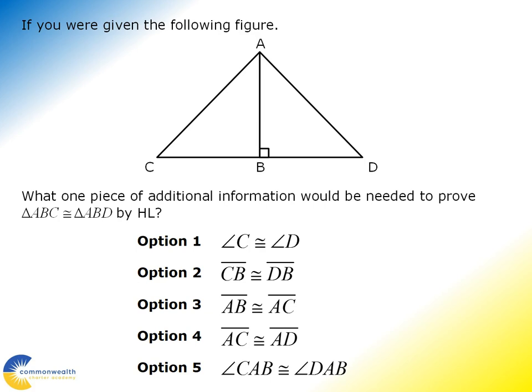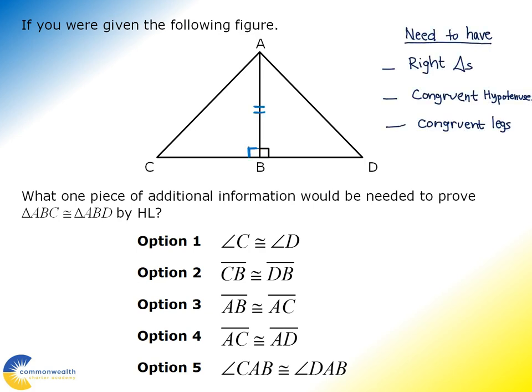So what I'm missing is the pair of congruent hypotenuses. That's what I'm looking for here. Knowing what you need to have for a hypotenuse leg will help you figure out what is needed in this case. That means we need to know that the two hypotenuses, namely AC and AD, are congruent. So option 4 is the correct answer.